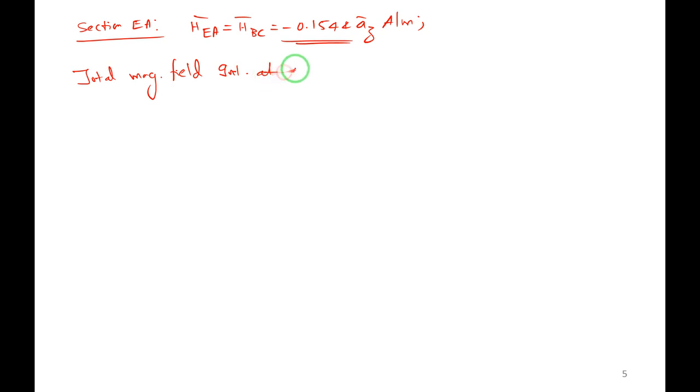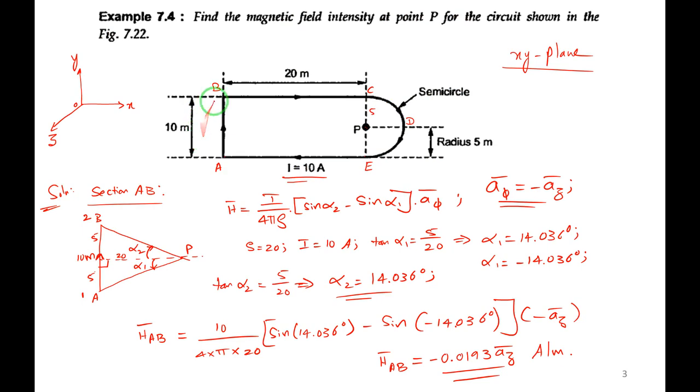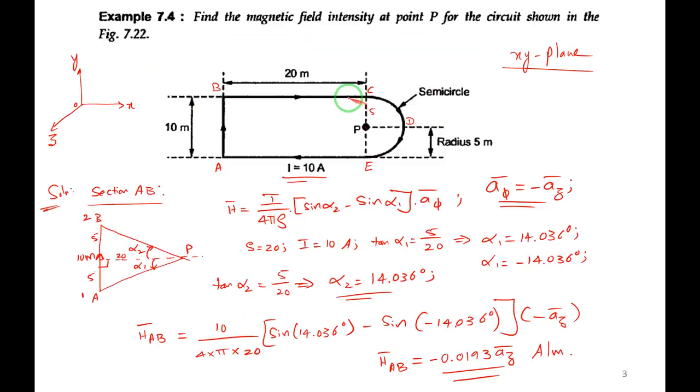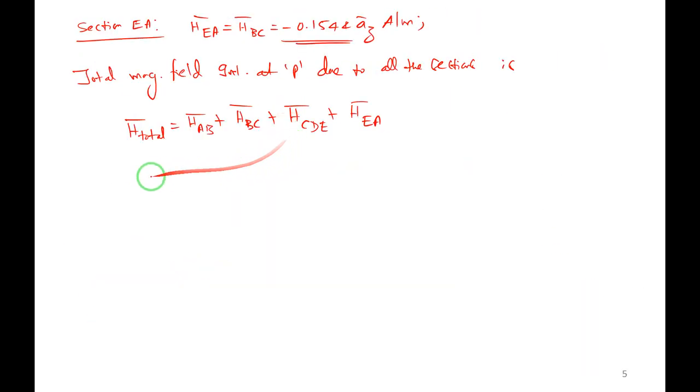Total magnetic field intensity at point P due to all the sections of the conductor is given by H total is equal to H AB plus H BC plus H CDE plus H EA, I think, right? Yes. H EA, yes, correct. So we'll calculate the total magnetic field intensity.